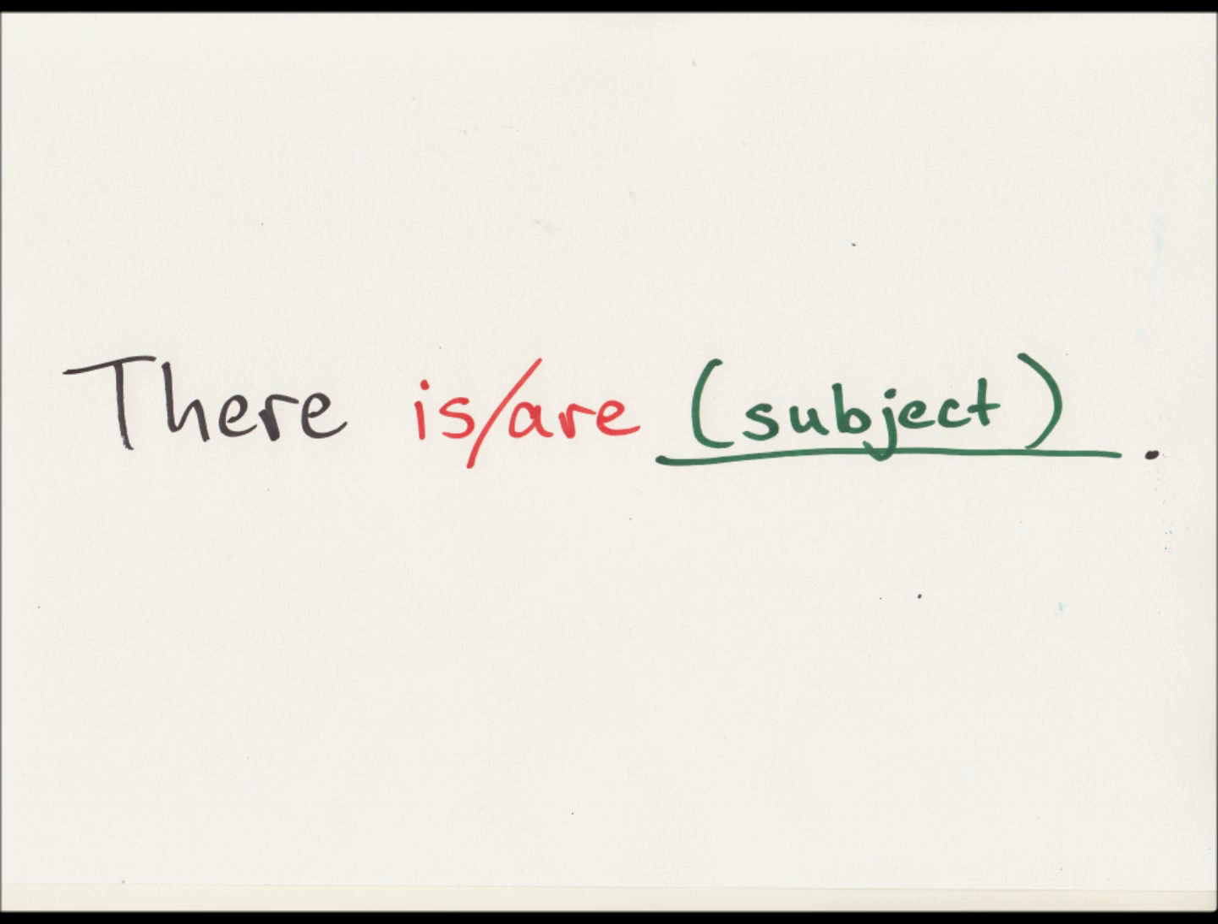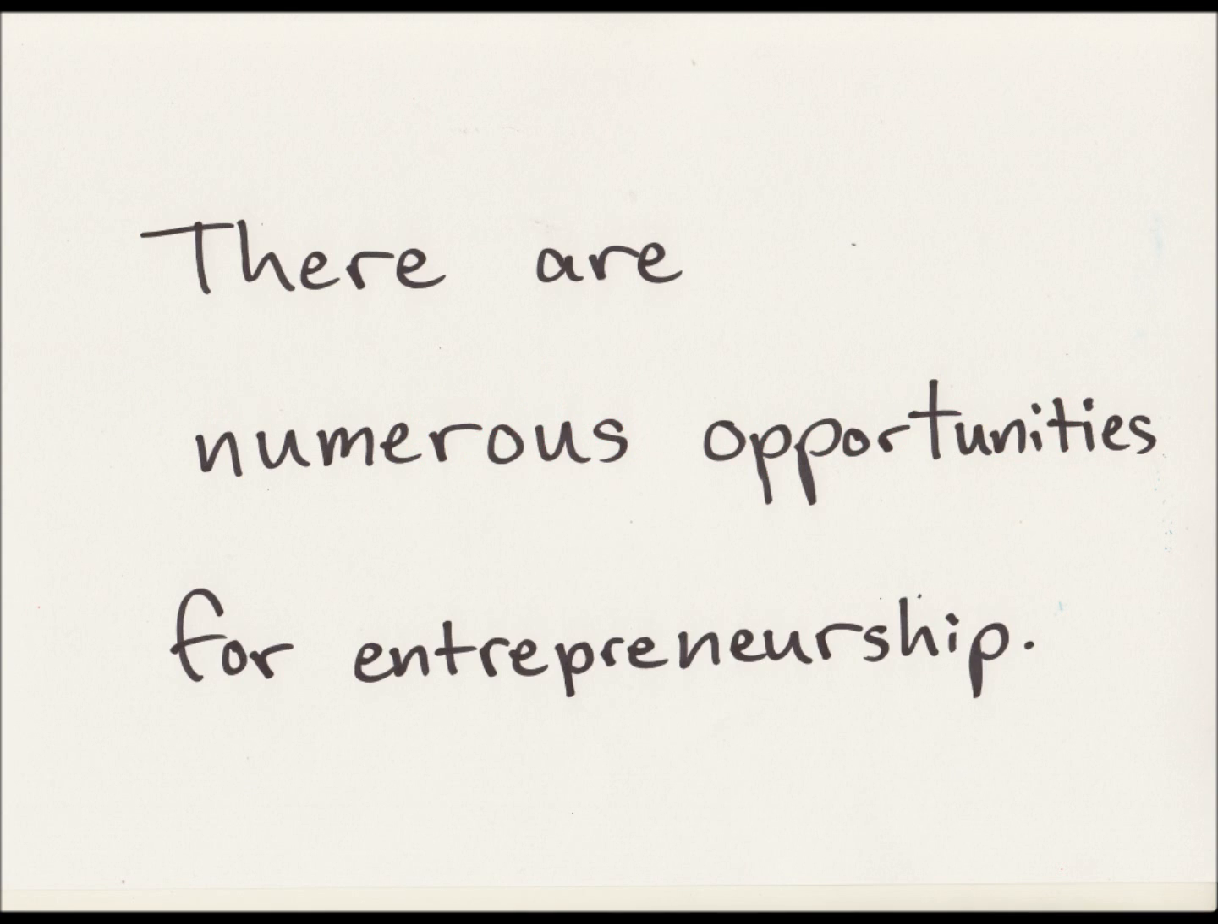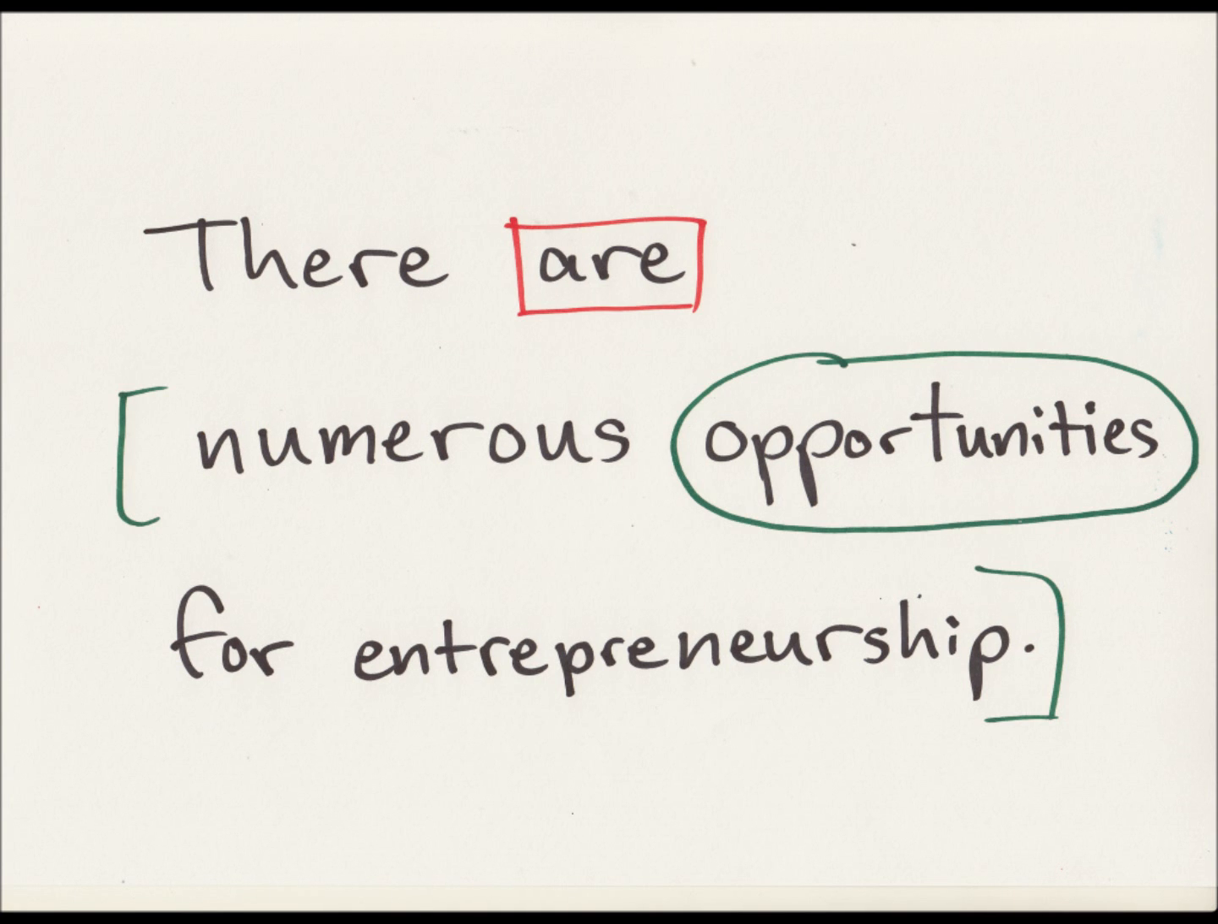Here is one final issue that teachers frequently see. In constructions such as there is and there are, the subject is not the word in front of the verb, i.e. there. Instead, the subject appears after the verb. Thus, in the sentence, there are numerous opportunities for entrepreneurship, the subject of the verb are is actually opportunities.